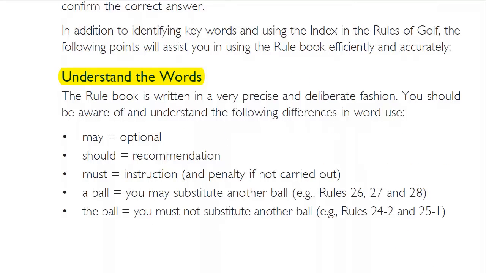In addition to identifying keywords and using the index in the Rules of Golf, the following points will assist you in using the rule book effectively and accurately. Understand the words. The rule book is written in a very precise and deliberate fashion. You should be aware of and understand the following differences in word use. May is optional. Should is a recommendation. Must is an instruction, meaning if you don't carry it out correctly, you could get penalized. A ball, you may substitute another ball. The ball, you must not substitute another ball.